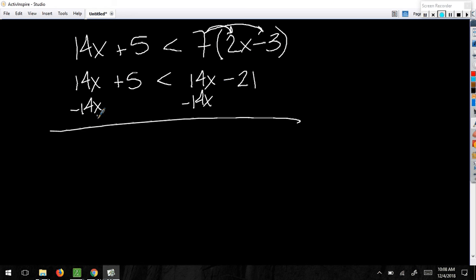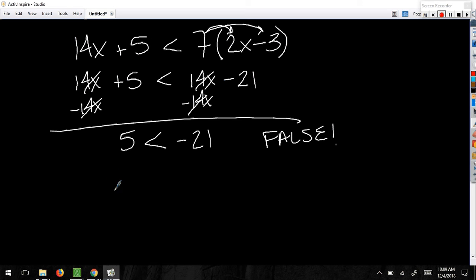14x minus 14x is what? 0. That's gone. So I'm left with 5. 14x minus 14x, again, that's gone. Negative 21 is still there, right? So my question to you is, since there is no x, is that true or is that false or is it sometimes true? Describe that inequality. Sometimes. Is 5 ever smaller than negative 21? No, that can never be true, right? That's false. So because it's false, that means we're back like you said, Christian.